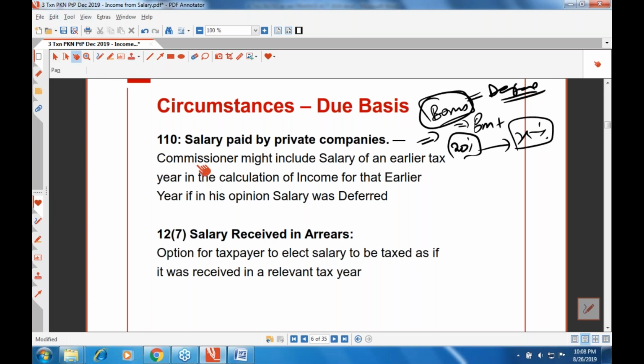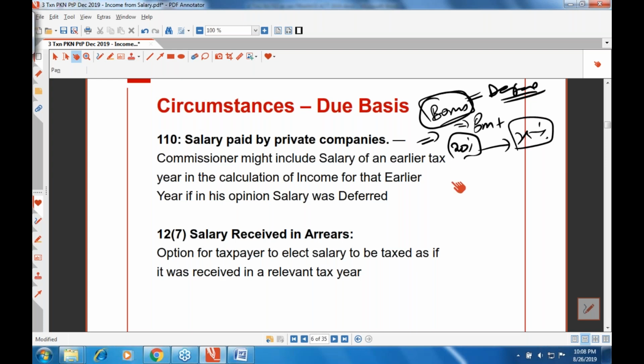It says if the commissioner has reason to believe that there has been a deliberate deferment of the salary, he can actually force you to have your bonus taxed in the earlier tax year and pay at a higher rate of tax.